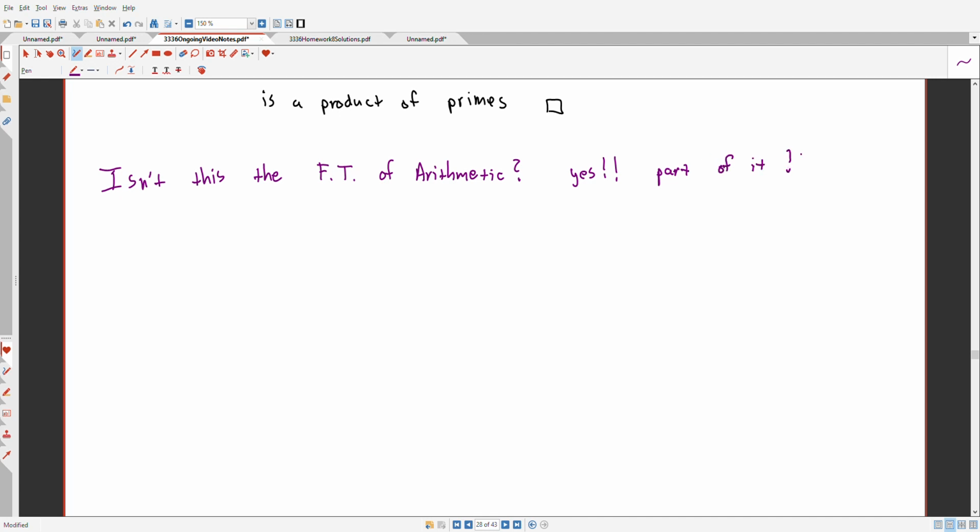It is true, this was the part that we were really after, that every natural number is a product of primes, but really the full version of the fundamental theorem of arithmetic says every natural number is essentially a unique product of primes. There's only basically one way to write them as a product of primes. So to prove the full theorem, I need to show uniqueness.